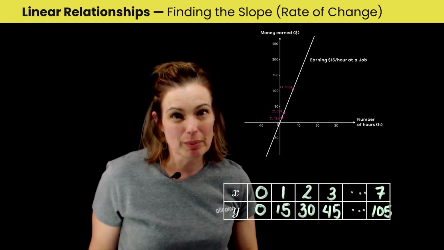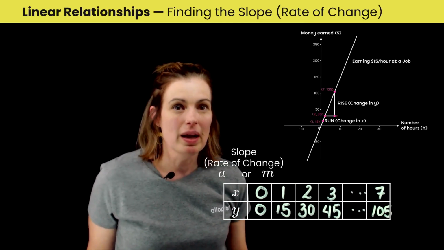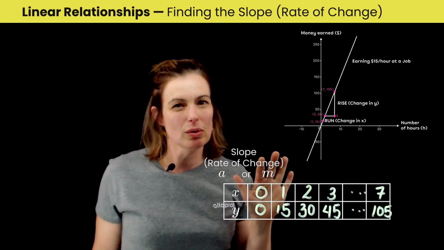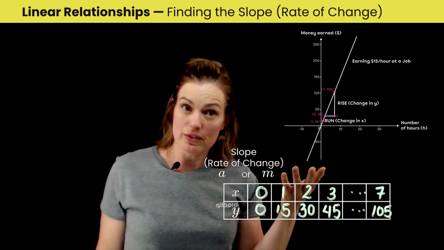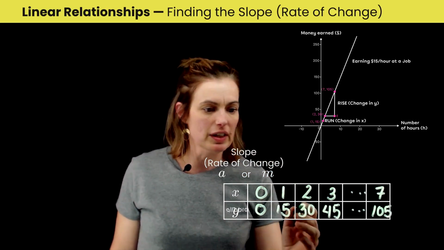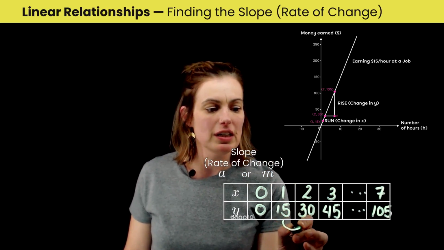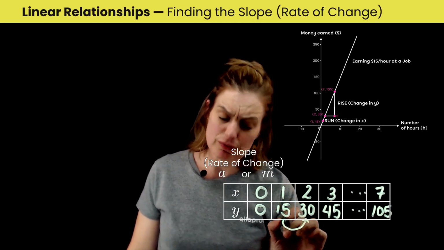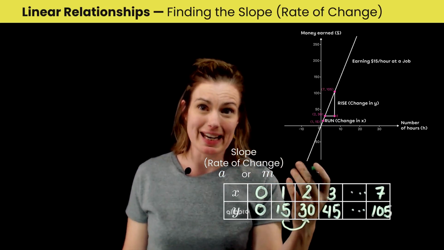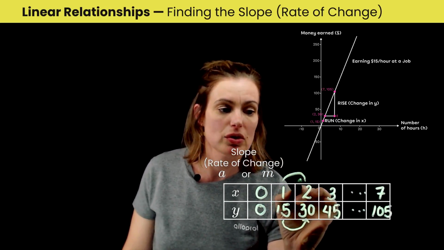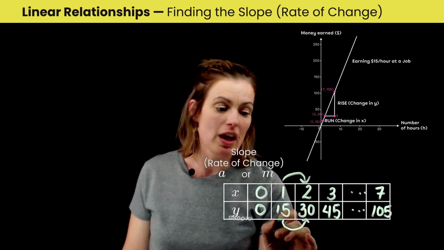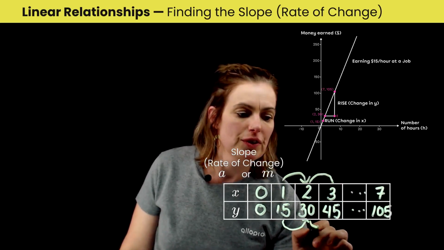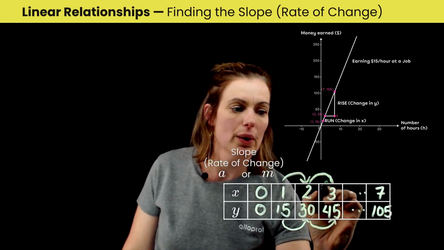Now, we can push this a little bit further on that slope. And look, you can see the slope. Okay, we talked about how slope can be called slope or rate of change. Well, the rate of change is reflected here because for every $15 the person is making, they've worked an hour. So we've actually got this rate of change of $15 per hour worked going on here. So $15 per 1 hour worked.